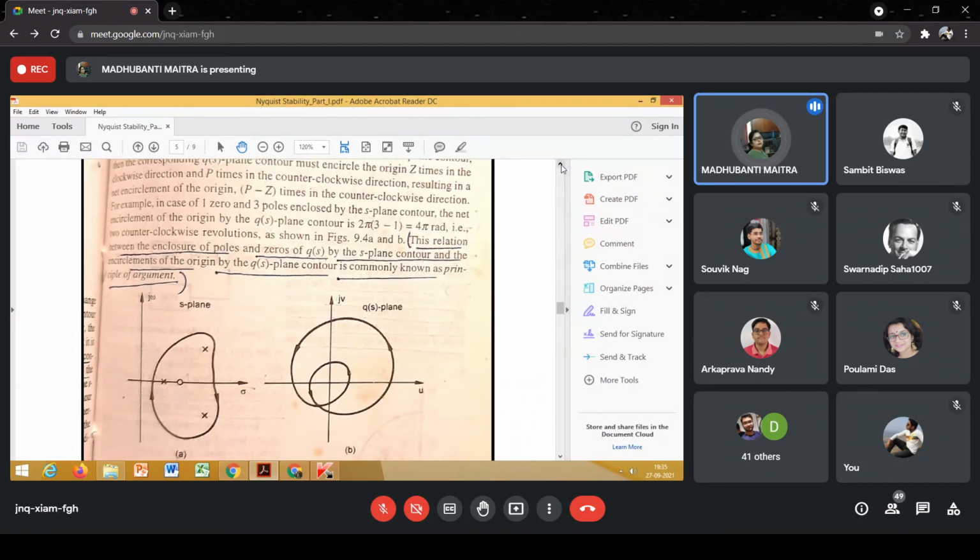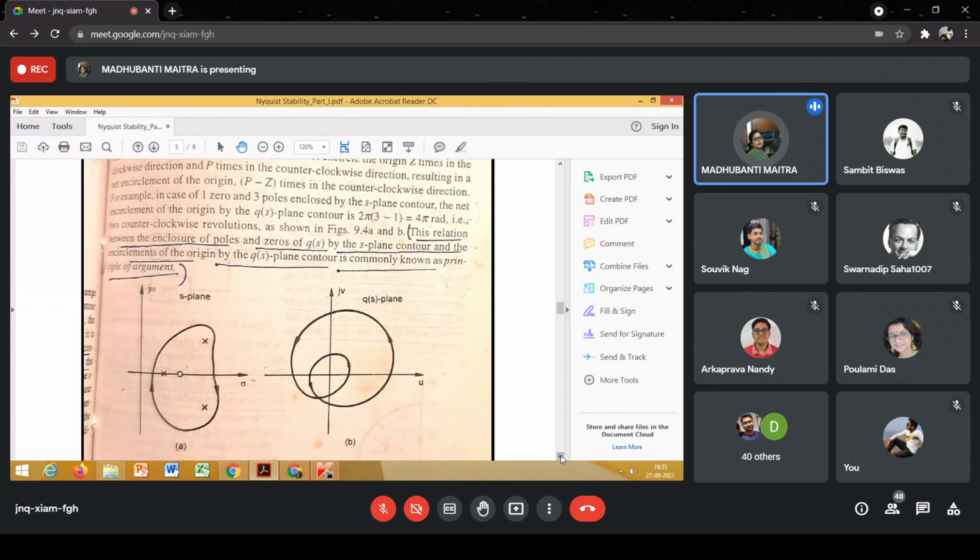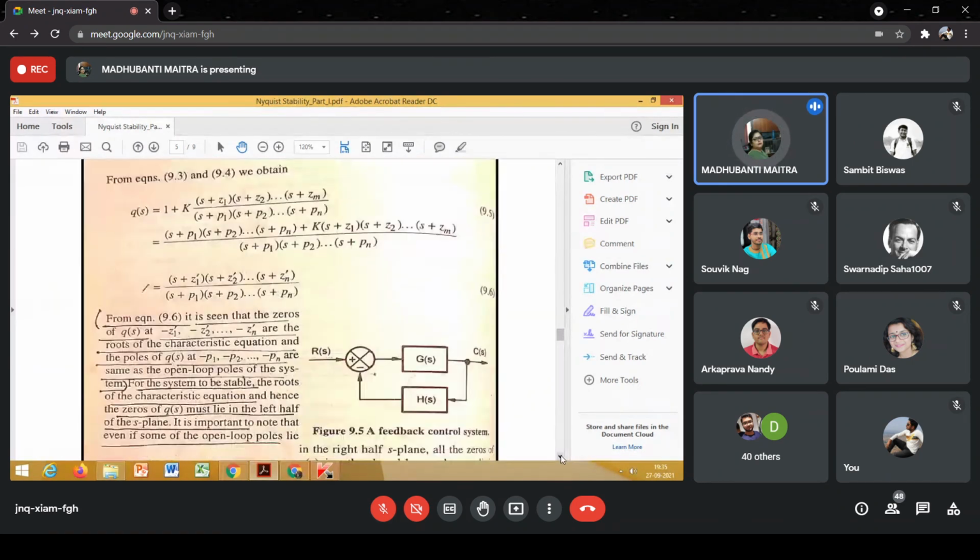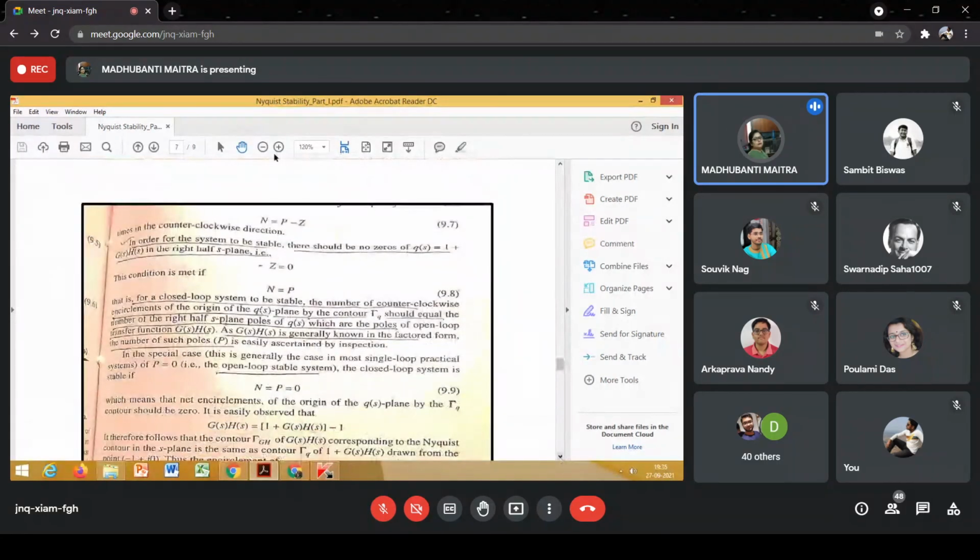So again, we can generalize this and we can say that if P number of poles of Q(S) and Z number of zeros of Q(S) are enclosed by the S-plane contour which does not pass through any singular point for the given S, then the corresponding Q(S) plane contour tau Q will encircle the origin of the Q(S) plane N number of times in counterclockwise direction, where N is equal to P minus Z.